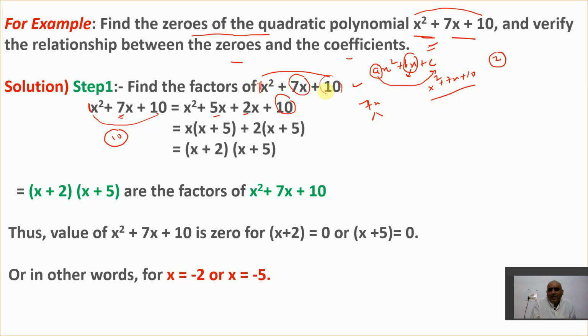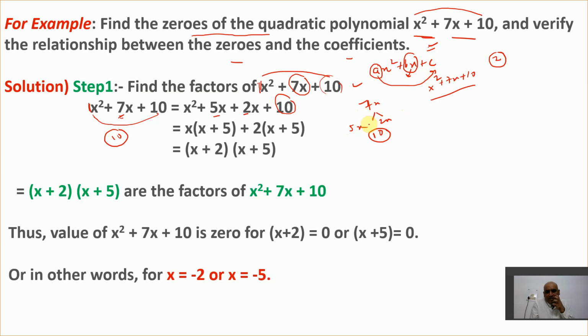What is that constant? It is called 10. So 1 into 10 is what? 10. So I need to split this 7x in such a form that the product of the first and last term, a into c, becomes equal to the product of the middle terms. Now how do I break it? If I break 7x into 5x and 2x, I know that 5 into 2 is what? 10. That means it matches.